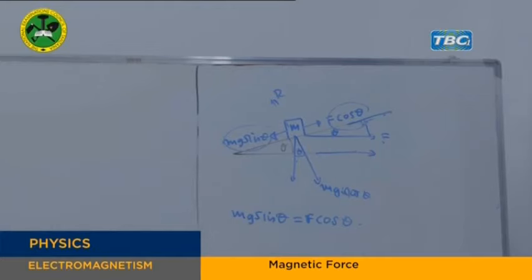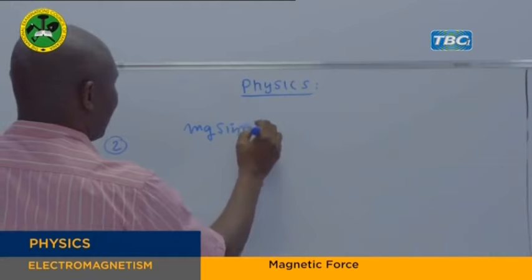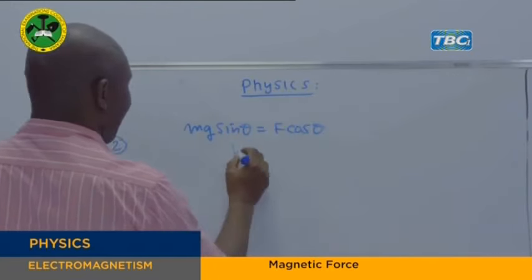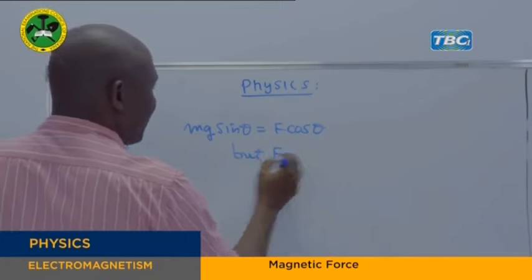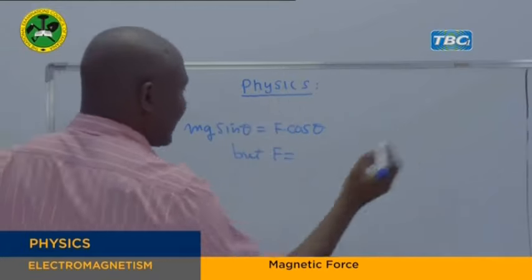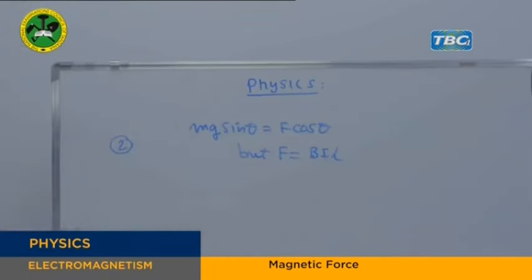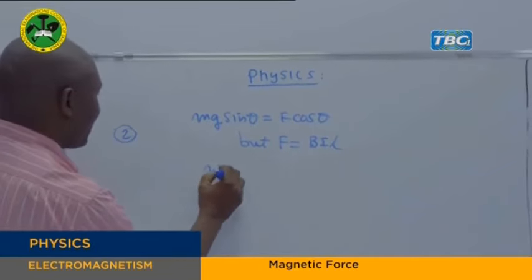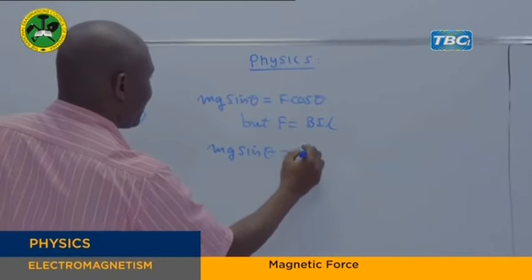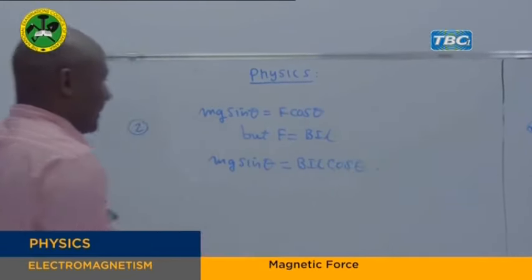So mg sine theta equals F cos theta. But we know this F is the force which is acting on a wire, or which is by bar x, given by B current times the length. So we have mg sine theta equals B I L cos theta.